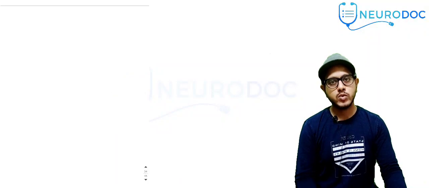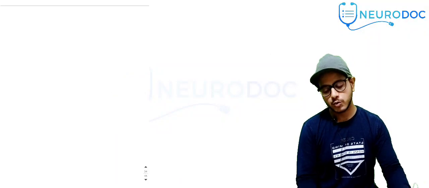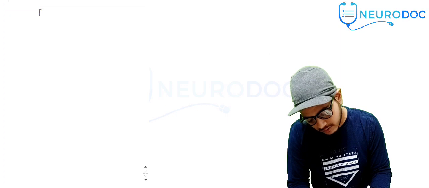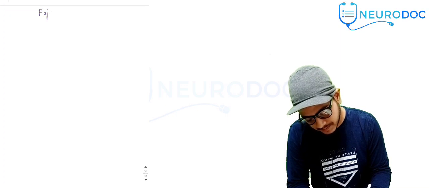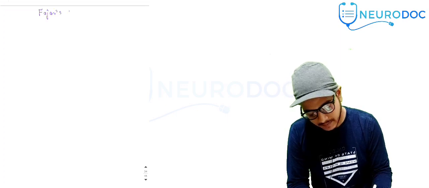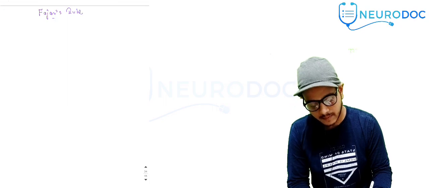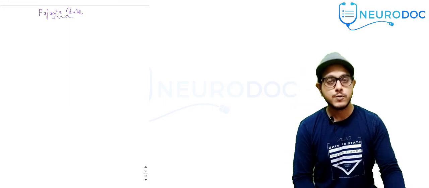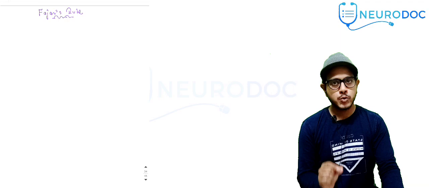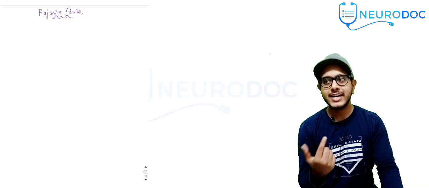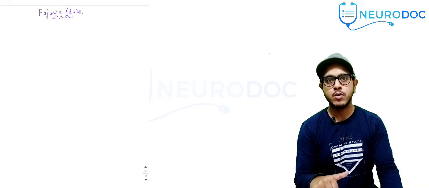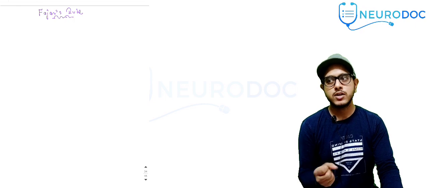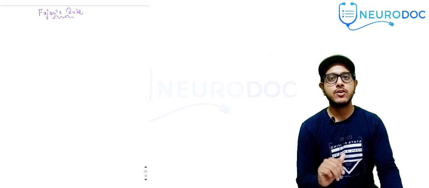Hello friends, today we will discuss Fajan's rule. What is that? Fajan's rule. Now what is this rule? This rule gives the covalent character in an ionic bond. Now you must be wondering what is covalent character in an ionic bond.